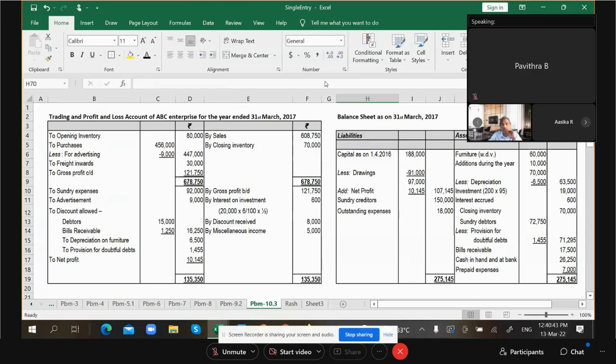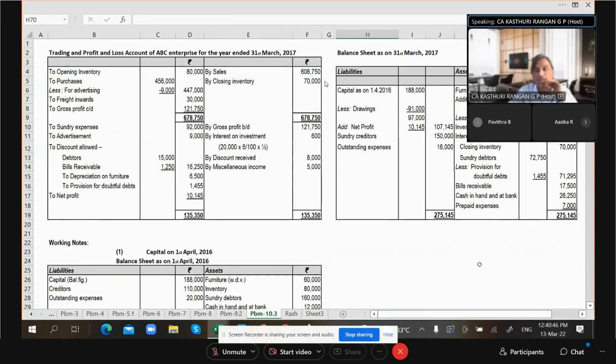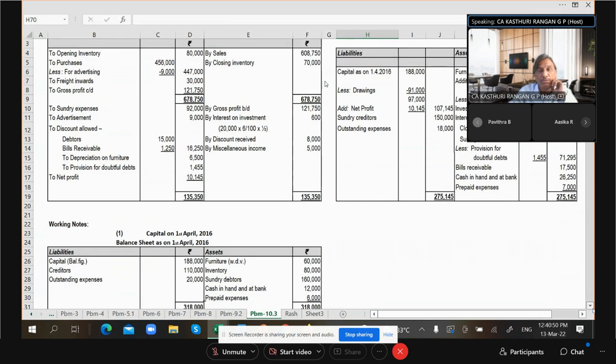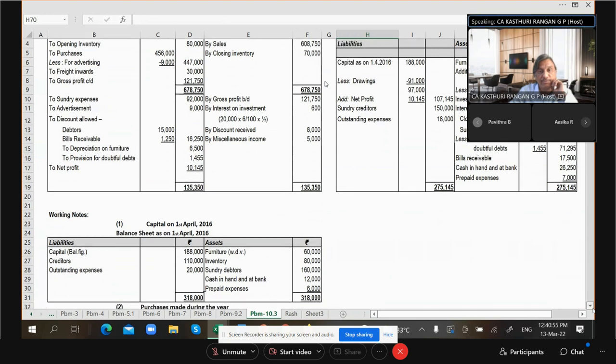Okay. So finally, let me show the balance sheet. If anybody has not noted down, please note down the balance sheet. Trading P&L on this side, balance sheet on the other side, followed by various working notes.